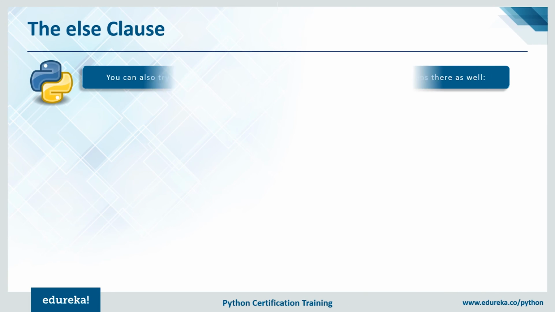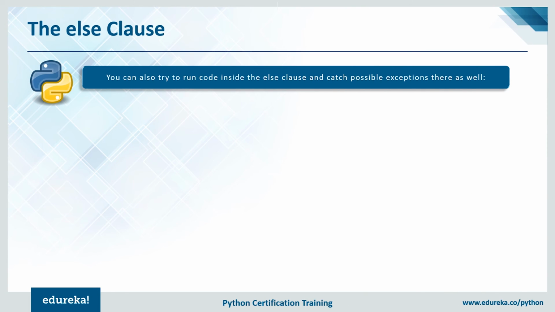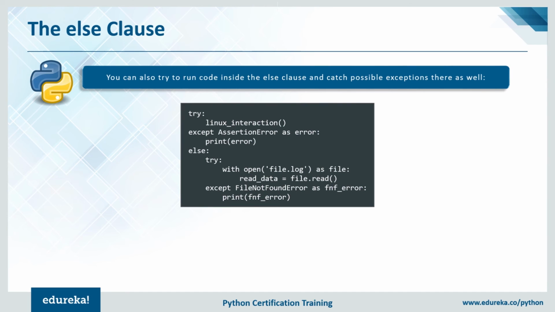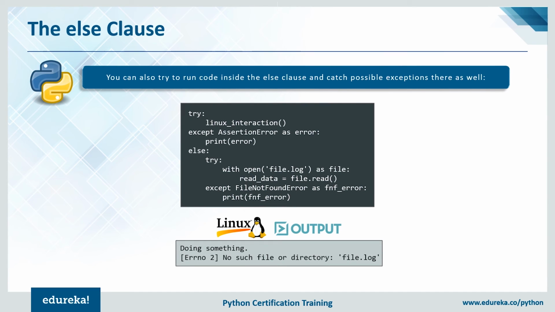You can also try to run the code inside the else clause and catch possible exceptions there as well. Again, we have the same Linux interaction here. We're going to print it, right? The Linux output says doing something and no such file or directory found. This is for the else clause, and we're using the same file example here, but then we're trying to catch an exception in the else block as well. So the output is pretty much straightforward as well, right?